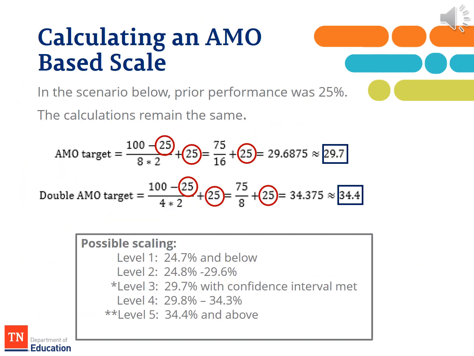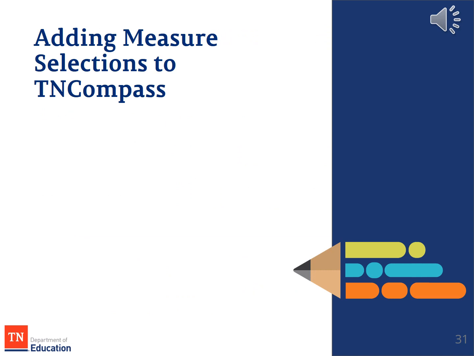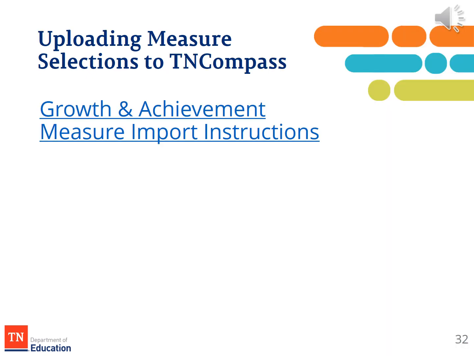This is another example of how to calculate scaling based on AMOs. In this case, prior performance was 25%, which means the AMO target was 29.7%. All AMO targets are rounded to 1 decimal place. It is important that all measure selections and scaling be added to T-Encompass prior to the deadline published by the department each fall. The guidance on importing growth and achievement measures may be accessed from the TEAM website.